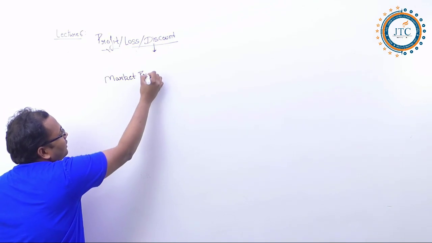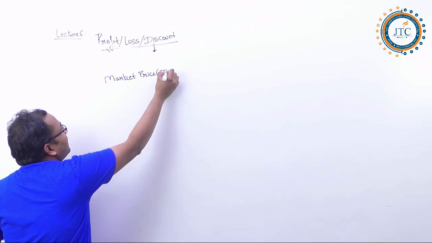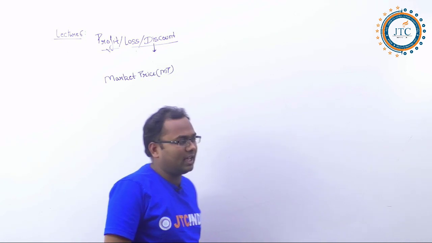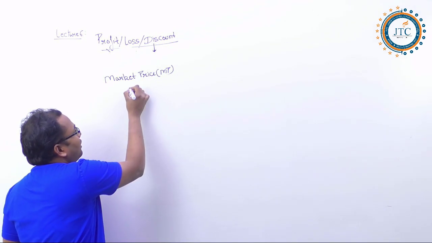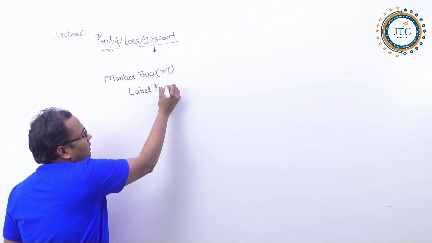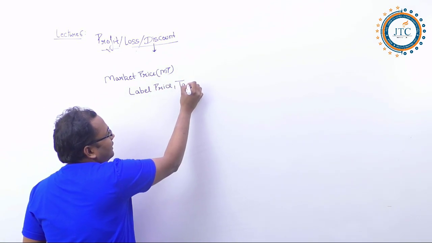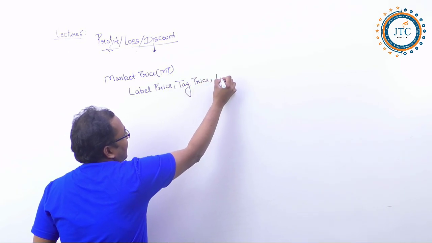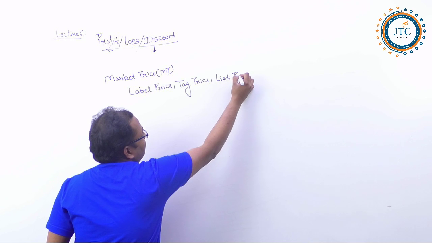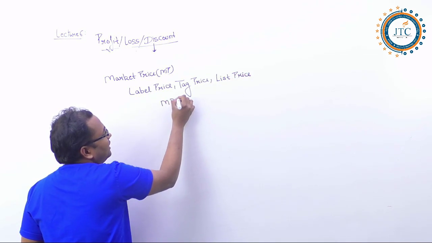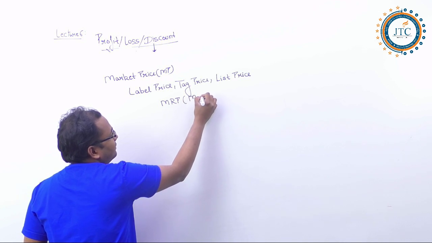Market price or MP. Basically MP is known with different names like market price or label price, tag price, list price. MRP basically means market retail price.